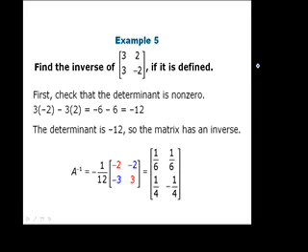So when we plug it into our formula, 1 over the determinant of A, which was -12, times our flip-flopped matrix where the first diagonal is switched and the second diagonal is multiplied by -1. Distribute that -1/12 into the matrix, and there is the inverse matrix of A.